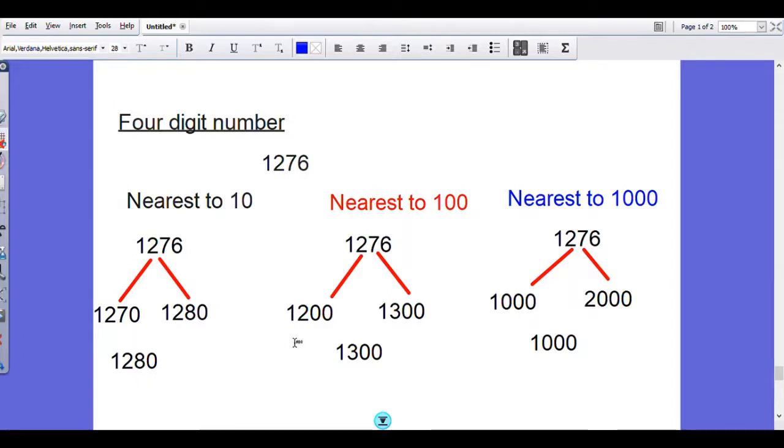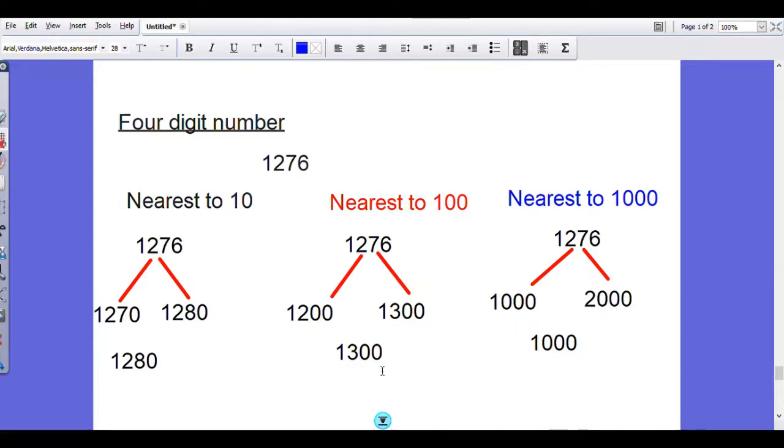Okay student. Now see, the nearest 100. If you want to round the number to the nearest 100, 1276 is in between 1200 and 1300. We see that 76 is much closer to 100, so it's much closer to 1300. So rounding 1276 to the nearest 100 is 1300.